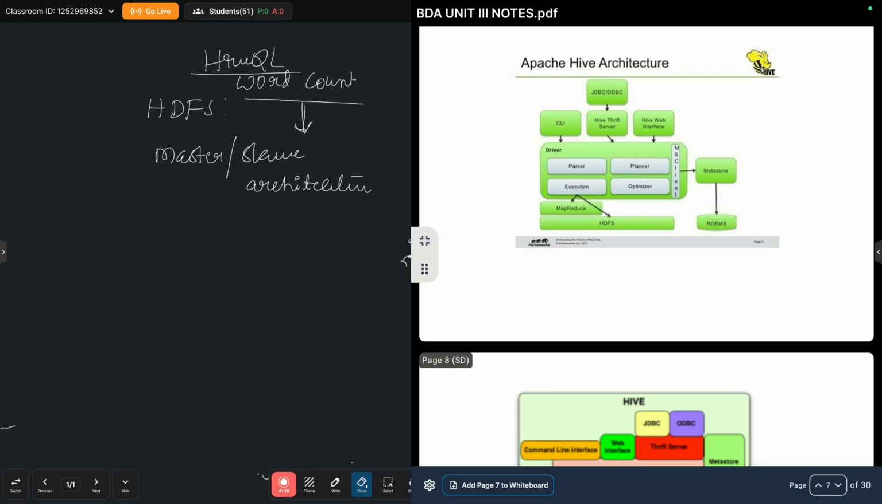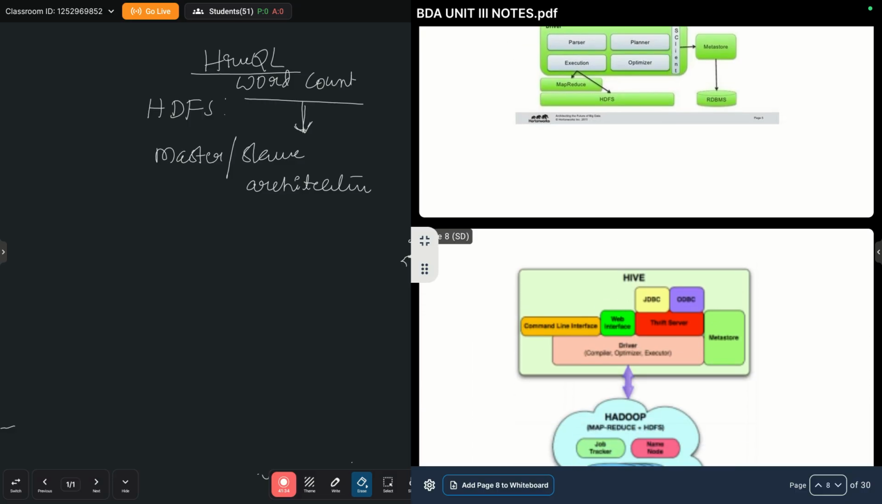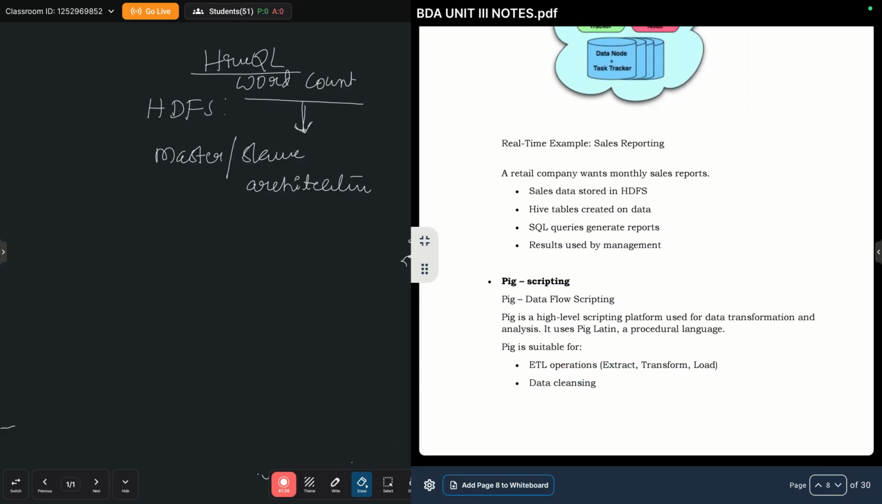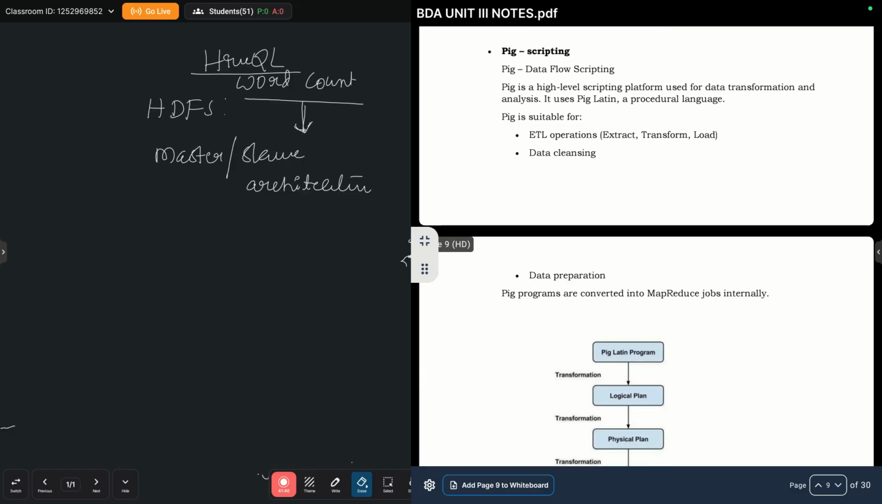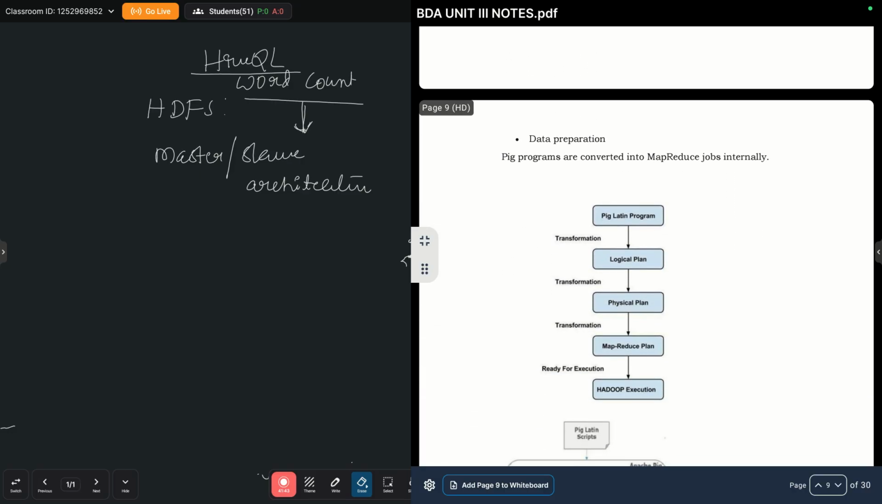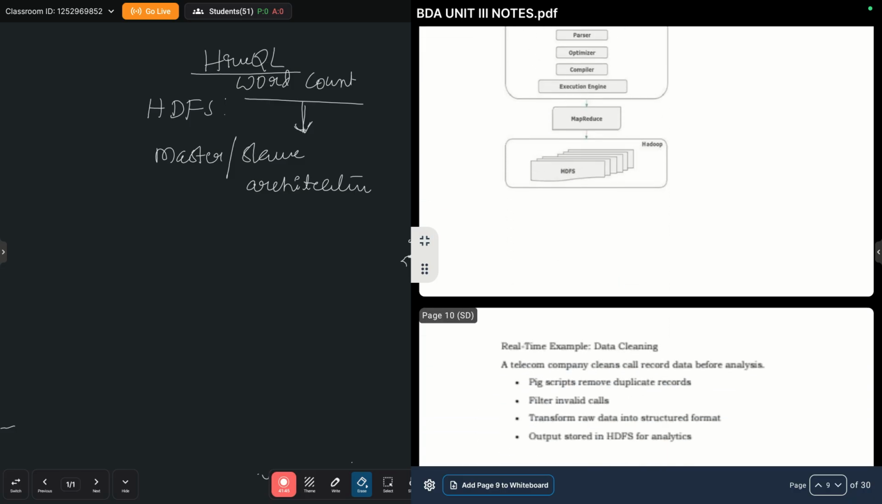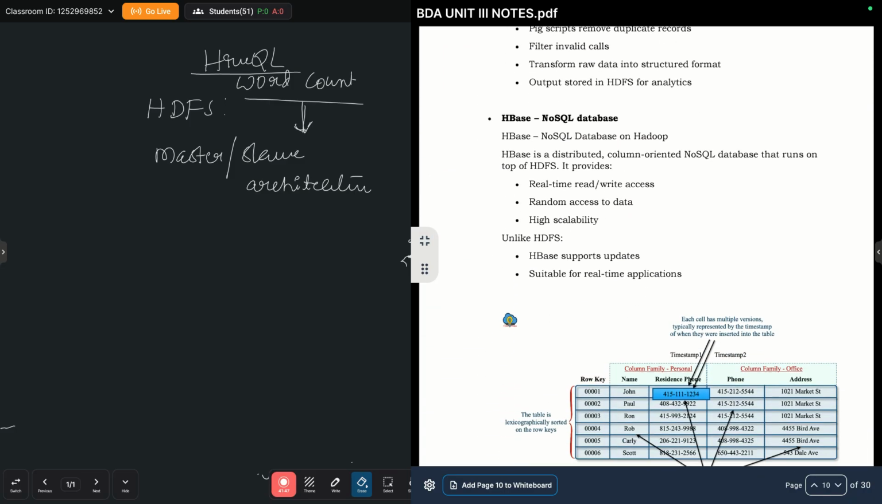How many of you have done JDBC programming, Java database connectivity? Raise your hands. Right, so you have all worked with it. So to retrieve data from a table and to store data in a table, we are using JDBC. So these are all Hadoop ecosystem components.